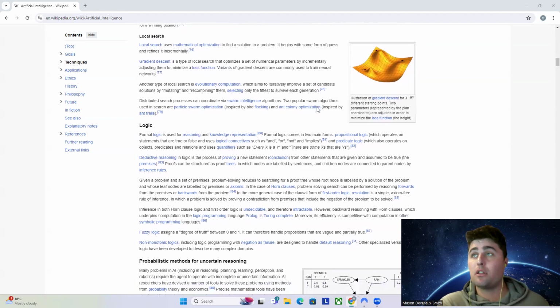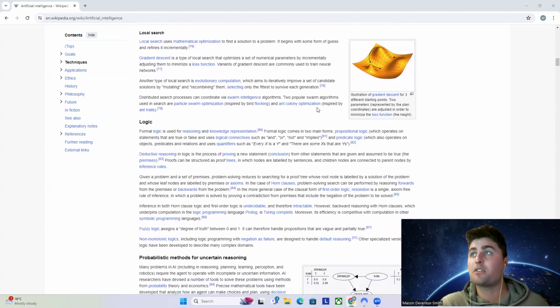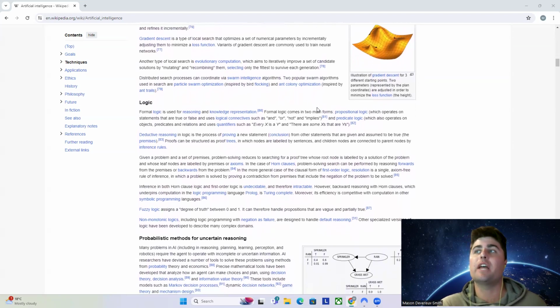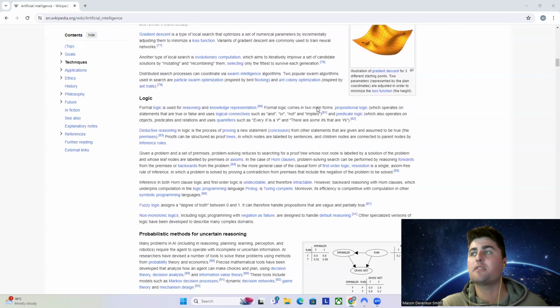Local search uses mathematical optimization to find a solution to a problem. It begins with some form of guess and then refines it incrementally. There's also gradient descent. It's a type of local search that optimizes a set of numerical parameters by incrementally adjusting them to minimize a loss function. Variants of gradient descent are commonly used to train neural networks. Another type of local search is evolutionary computation, which aims to iteratively improve a set of candidate solutions by mutating and recombining them, selecting only the fittest to survive at each generation.